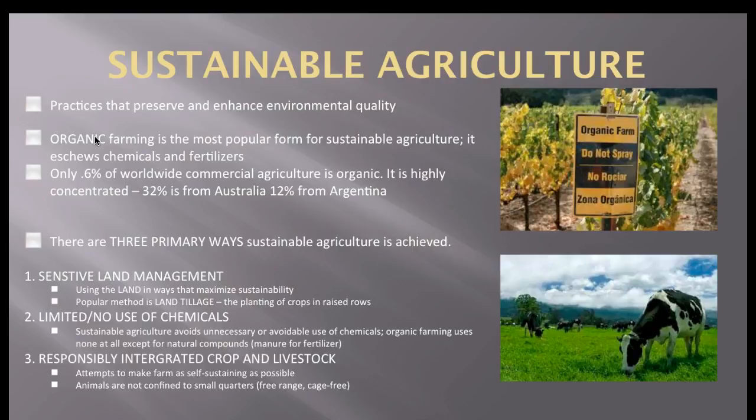And then the third way is integrated crop and livestock. This essentially attempts to make farming as self-sustaining as possible. So instead of having cows caged up and chickens caged up, you have free-range cows, free-range chickens, cage-free, grass-fed, more natural, and not as abusive to the environment. So instead of having all these cows in a small area and then next to them having more cows in that small area, you just have that normal set of cows more spread out, more free roaming.